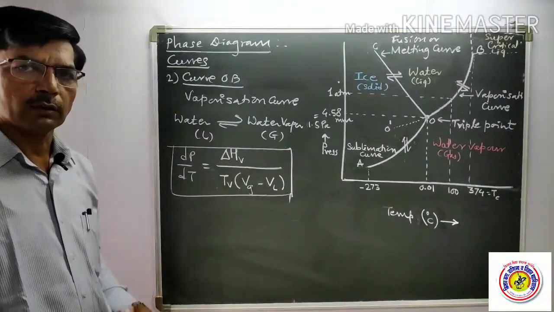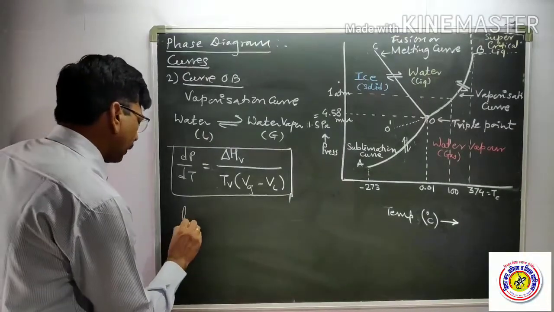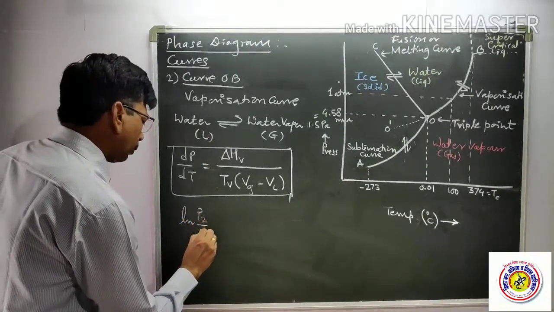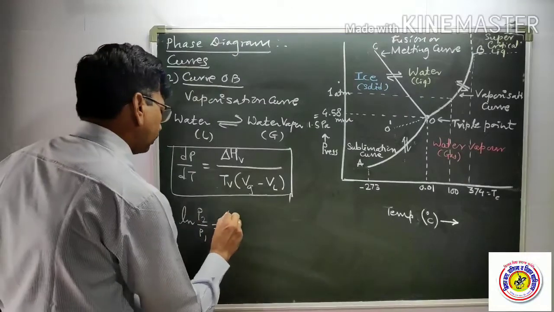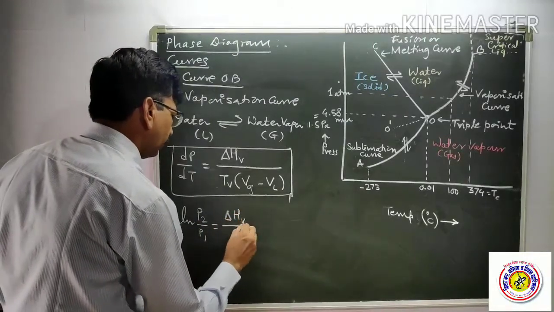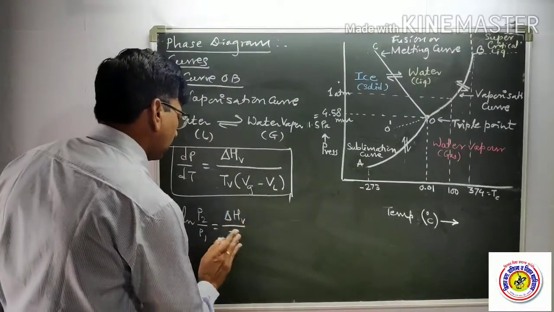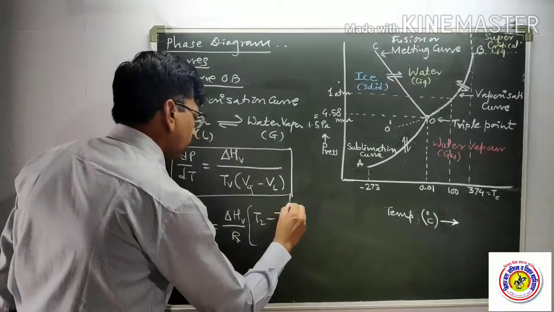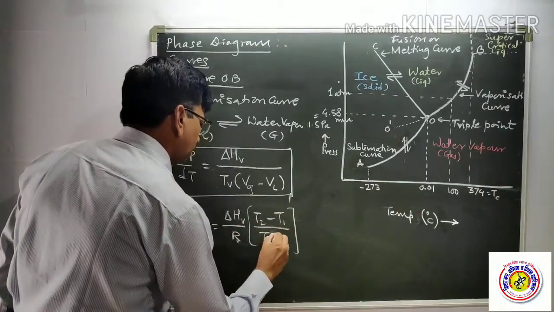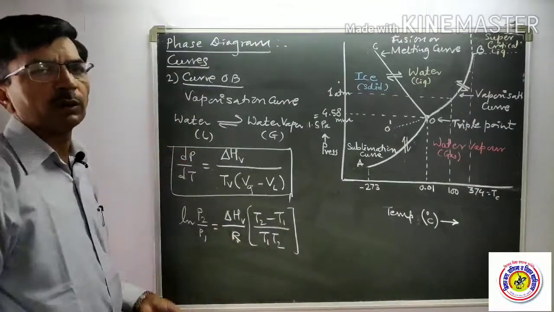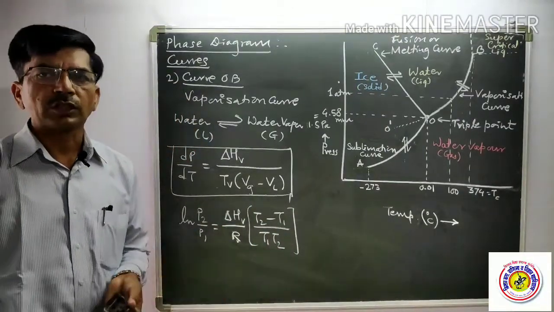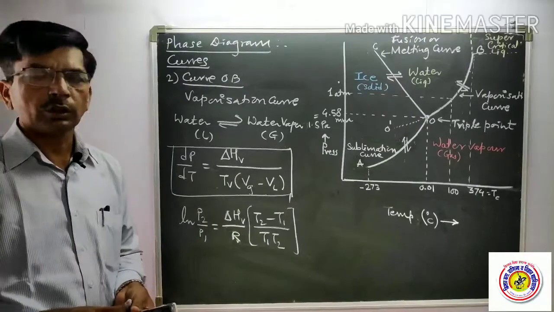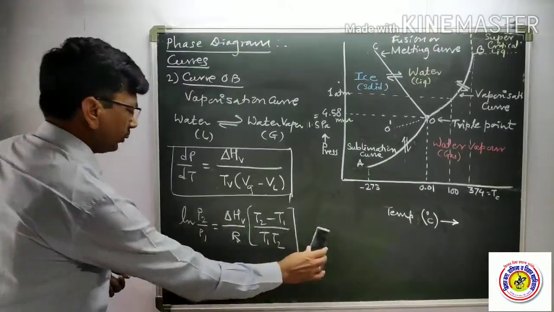Again, in logarithmic form, it is given as ln of P2 upon P1 is equal to delta H of vaporization upon R, in brackets T2 minus T1 upon T1 into T2. This is also another form of the Clausius-Clapeyron equation.